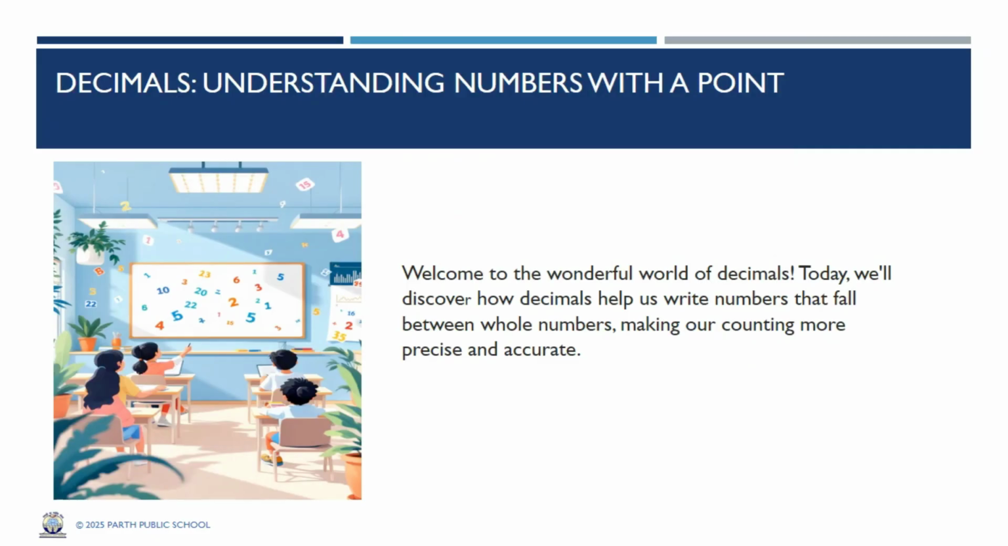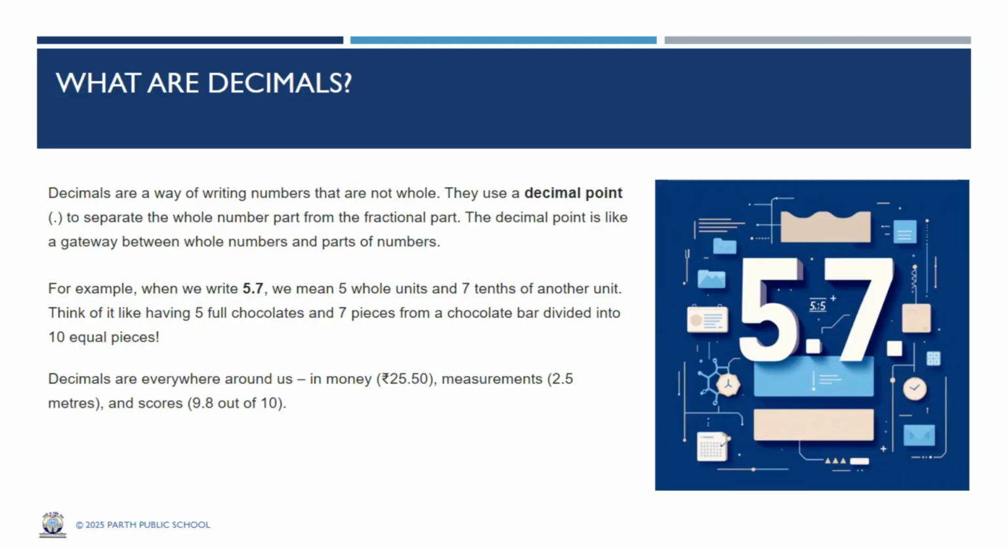What are decimals? Decimals are numbers that help us show parts of a whole. A decimal point, shown by a dot, separates the whole number part from the fractional part. You can think of the decimal point like a gate. On the left side, we have whole numbers. On the right side, we have parts of a whole. For example, the number 5.7 means 5 whole units and 7/10 of another unit. Imagine 5 full chocolates and 7 pieces from another chocolate divided into 10 equal parts.